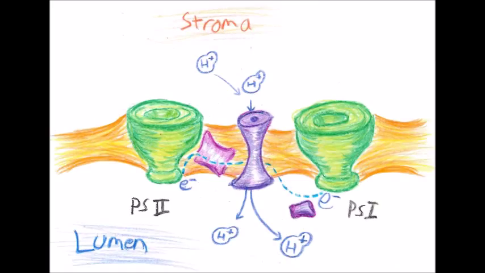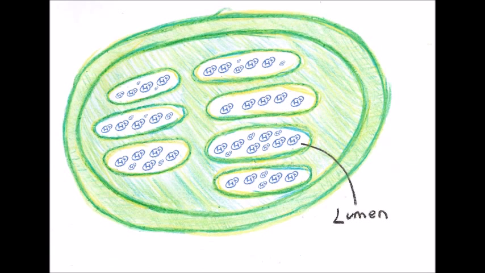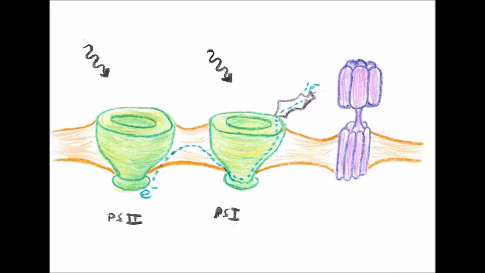Energy from the excited electron is used to pump more hydrogen ions into the thylakoid lumen before it reaches photosystem 1, and from here, the electron is excited again by energy harvested from light by photosystem 1, and is used to reduce NADP into NADPH, which is important in a light-independent reaction.